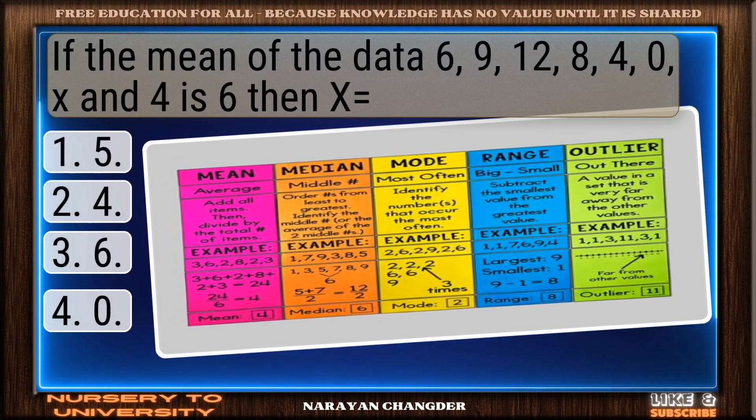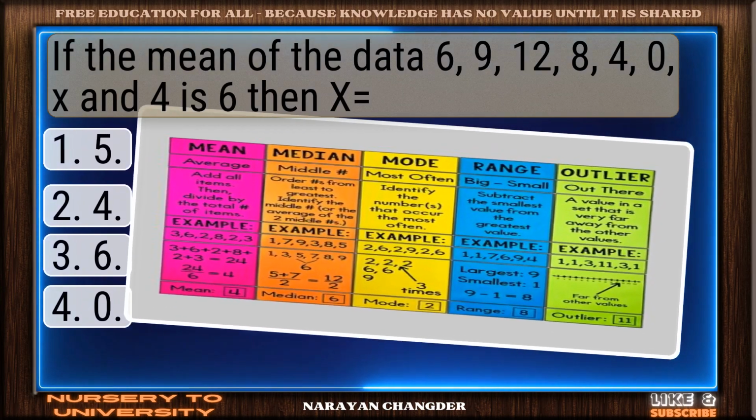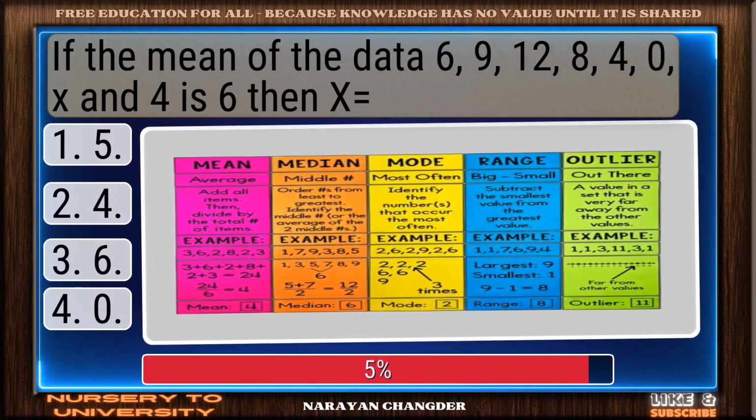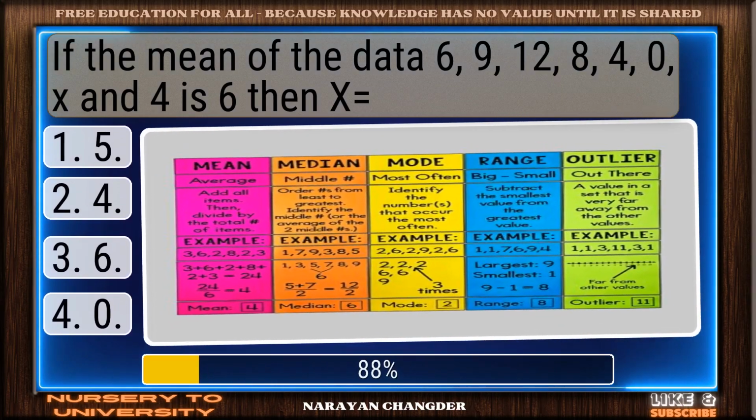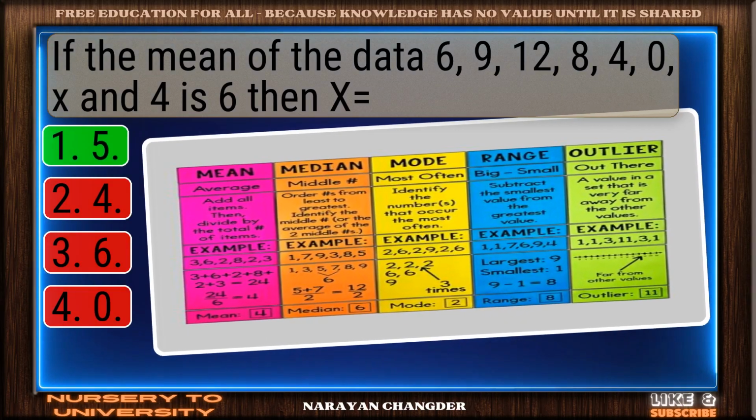If the mean of the data 6, 9, 12, 8, x and 4 is 6, then x equals? You got it. 5 fits.